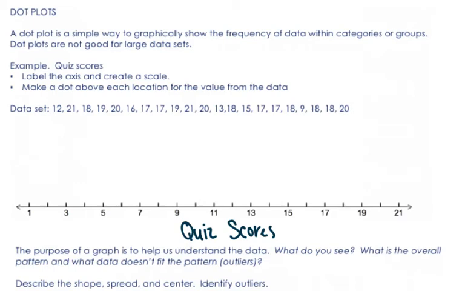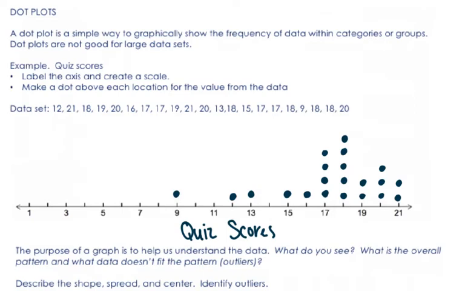So the first one's 12, so I put a dot at 12. Then I see 21, put a dot at 21. I see 18, I put a dot at 18. 19, 20, 16, 17. And then with dot plots, you just go up anytime you have extra data. So you can pause the video and you can try it, and then we'll answer some questions. So do that in 1, 2, 3. Okay, so it should look something like this.